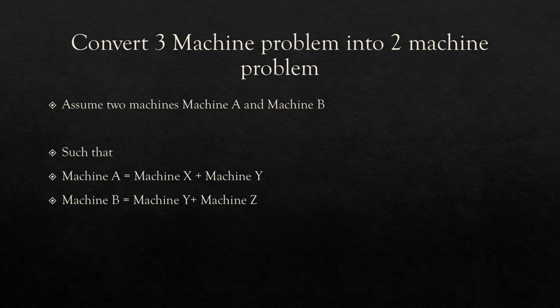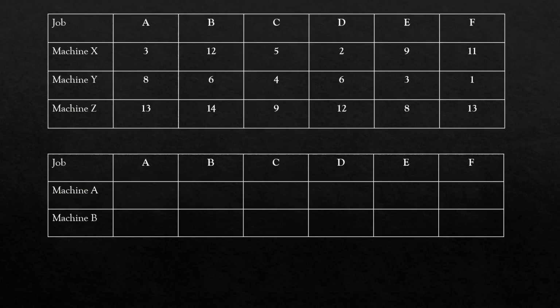So now we assume 2 pseudo machines, machine A and machine B. The time which we calculate for machine A and B is such that machine A's time is equal to time taken on machine X plus time taken on machine Y. Time for machine B is time taken on machine Y plus time taken on machine Z. So let us calculate the table now. This is our original table.